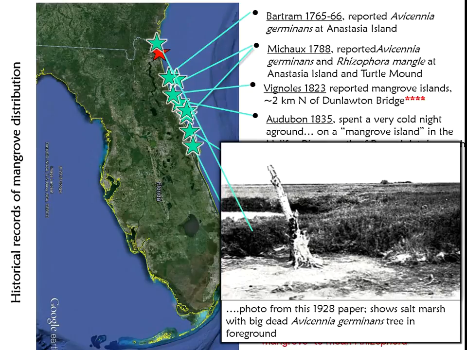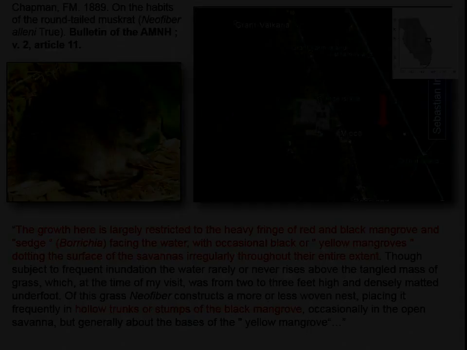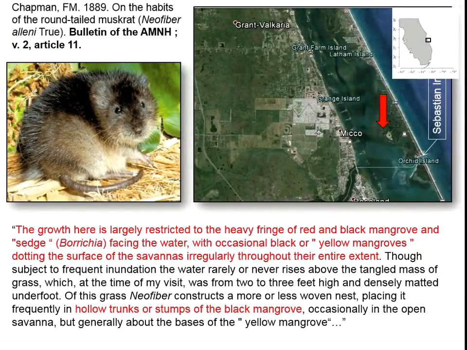But I think the most interesting part here is this snag here in the foreground. This is a dead black mangrove snag. I mean, you can tell, right? So even in 1928, mostly salt marsh with a few mangroves, but sometime in the past there were some really big black mangroves there. There's some other evidence of mangrove shifting from salt marsh to mangroves to salt marsh.